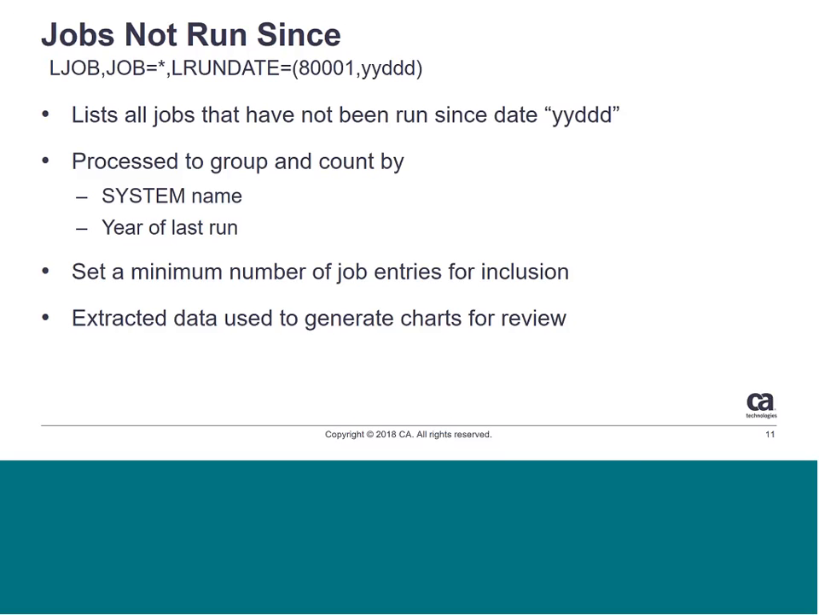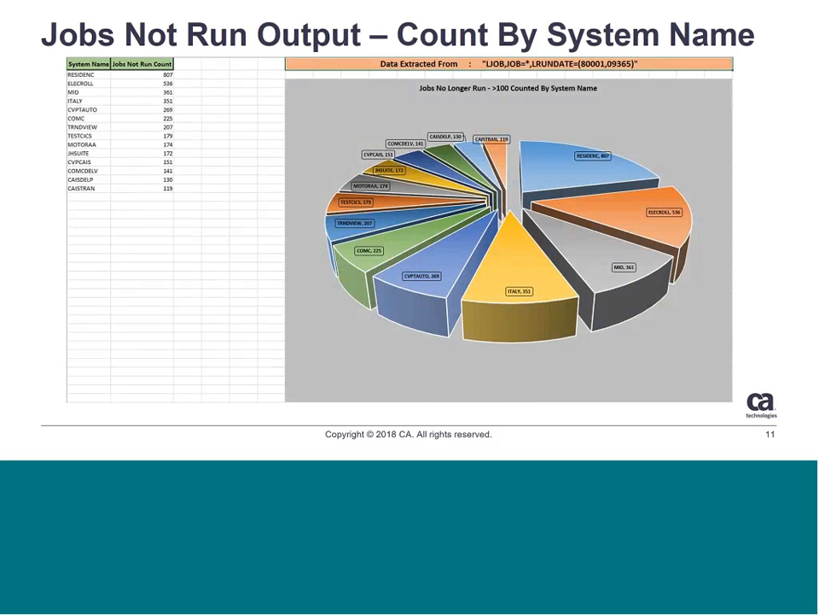So again, we're processing the report output from the command, the LJOB command with the LRUN date, into grouping by system name and grouping by how many you've got per year that they run. When you generate the report, you can set a number of entries to be included. And the extracted data is then used to generate a report.